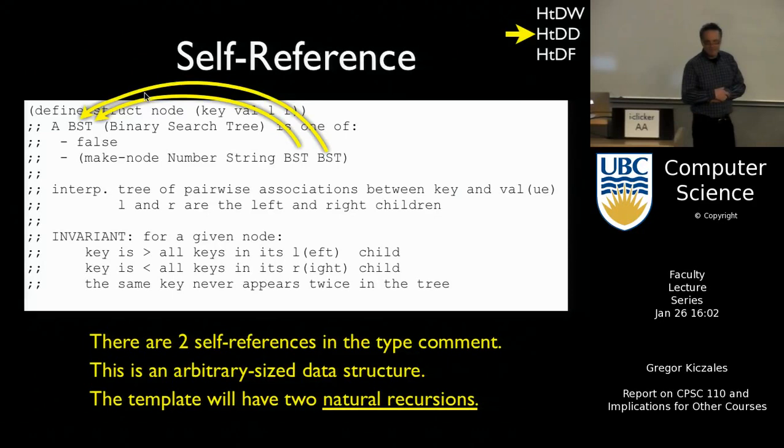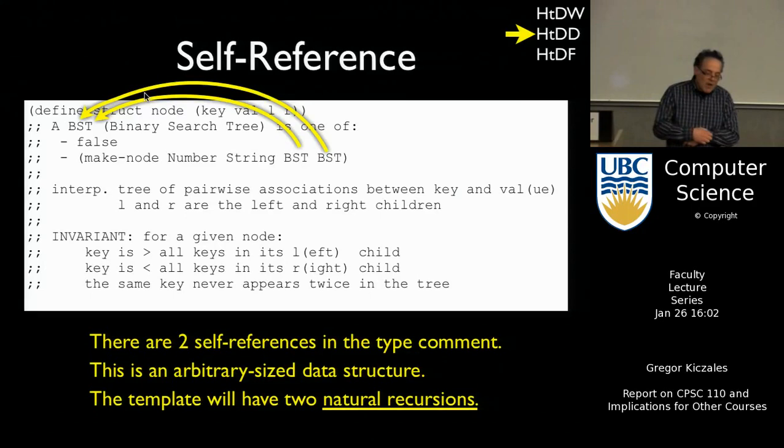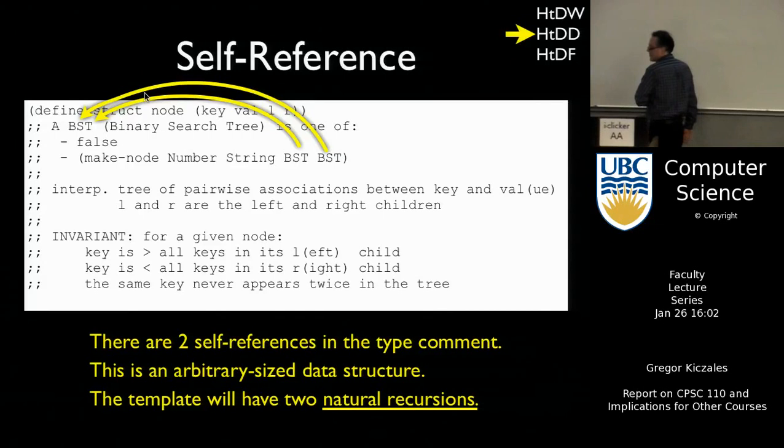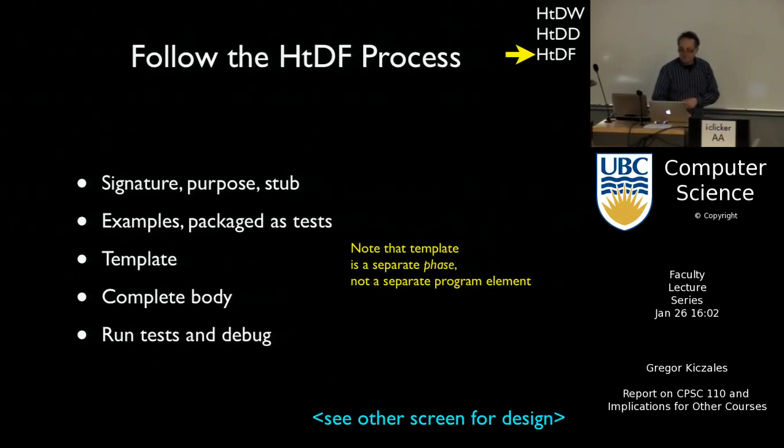One of the things that happens in 110 is students learn how to write recursive programs fairly quickly because of what's about to happen here, which is it falls out quite naturally. So those are two self-references. Because there's two self-references, the template will have two what we call natural recursions. Here we go. I'm going to follow the HTDF process.